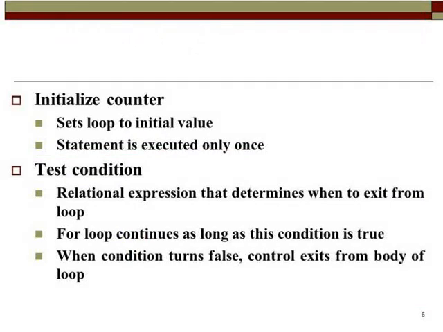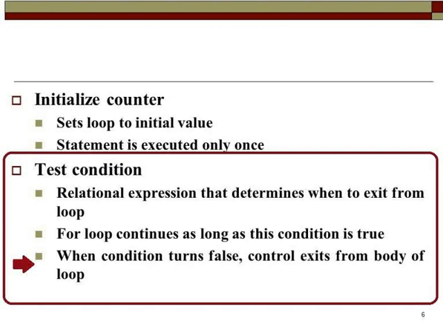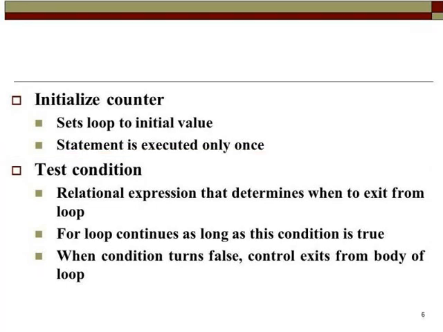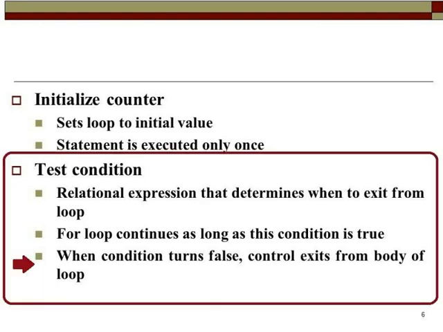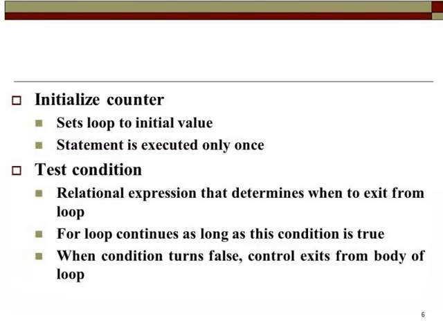The test condition is nothing but the relational expression that determines when to exit from the loop. Based on the value that we get as a result of executing this expression, the compiler will decide when the loop has to complete its execution, because it is going to repeat a number of times. So, how many times should the loop repeat? There has to be some control on that, and that depends upon this relational expression only.